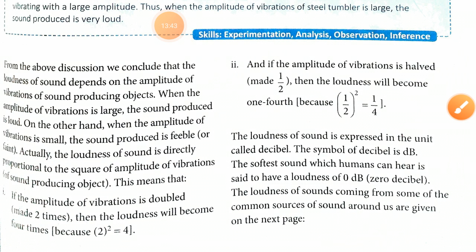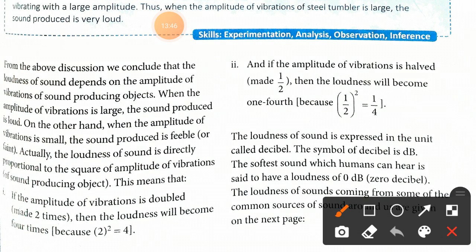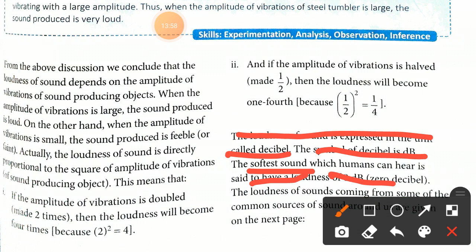The loudness of sound is expressed in the unit decibel. Decibel is a unit which is used to measure the loudness. So the symbol of decibel is dB. The softest sound which humans can hear is said to have a loudness of 0 decibel.